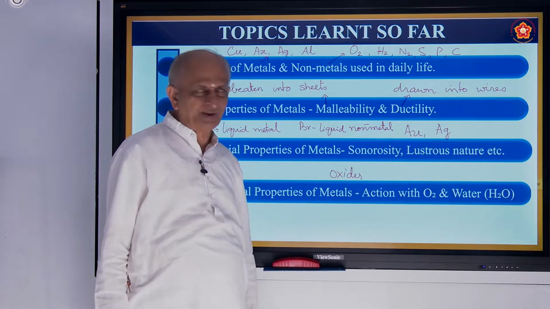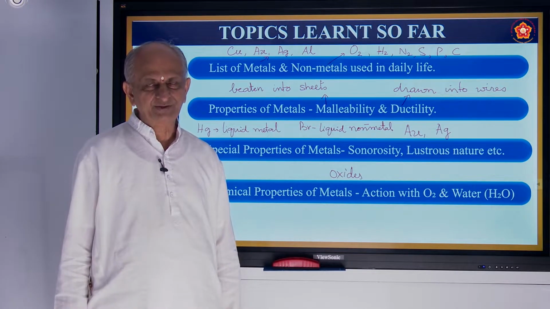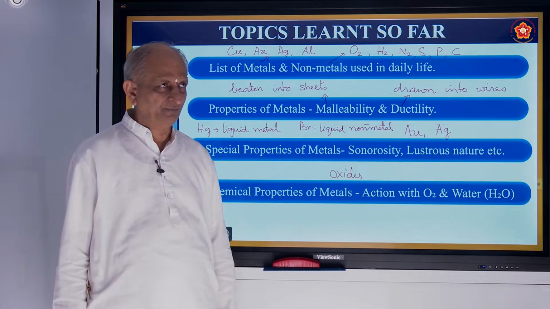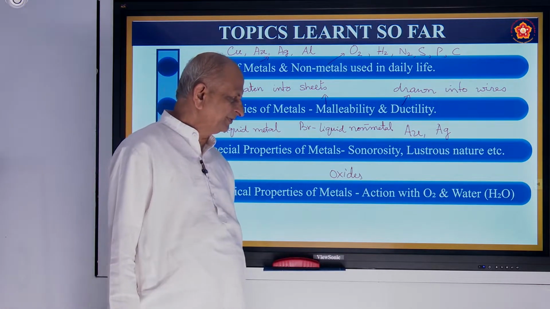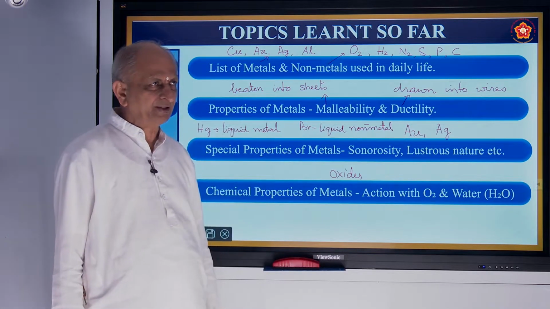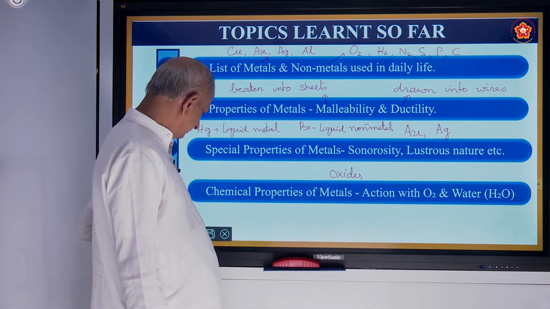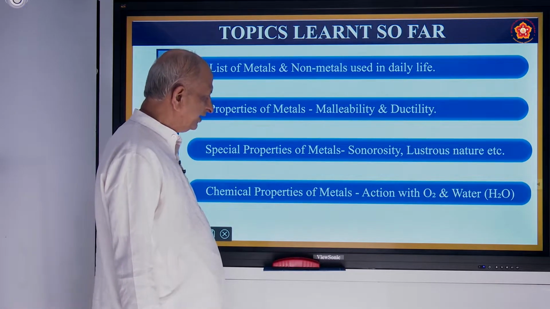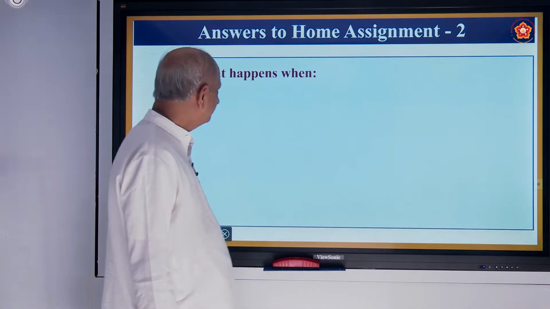Some react with hot water and some react with steam. For example, iron reacts with steam, forming hydrogen gas. So, some of them don't react with water at all. Non-metals, of course, don't react with water. So, these are the things we have already studied. Now, let us try to answer the home assignment.